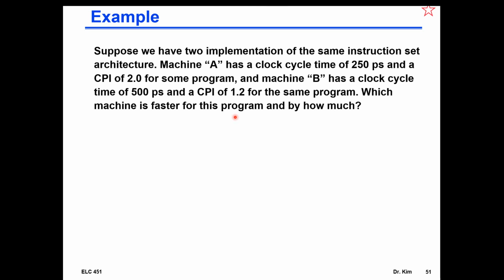So those are two different implementations. We have machine A with a clock cycle of 250 picoseconds, so that would be 4 gigahertz, and has a CPI of 2 for some program. The program is not changing. And machine B has a clock cycle of 500 picoseconds, so that would be 2 gigahertz, with a CPI of 1.2 for the same program. Then a question might be, which machine is faster for this program and by how much?